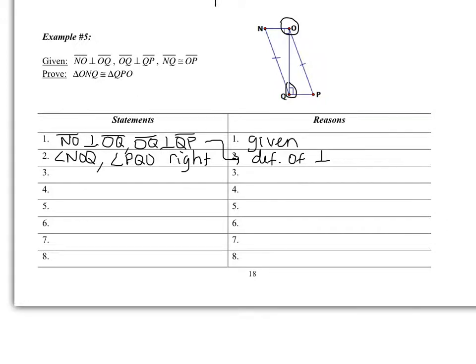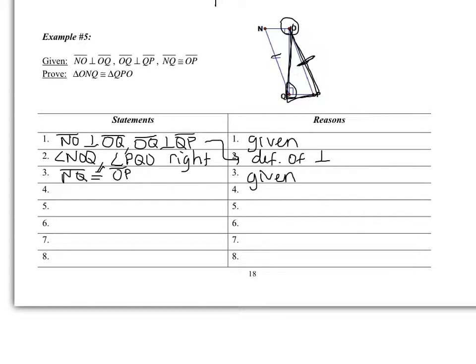Okay, I'm not really sure where that's going to go, so let me kind of look forward. The next given we have is that NQ is congruent to OP, which is a given. Sorry, this should be an O, not a Q. Okay, so that's what I have right here. So if I notice, I have a right triangle, and I have the hypotenuse. So that makes me think that I might be using HL.